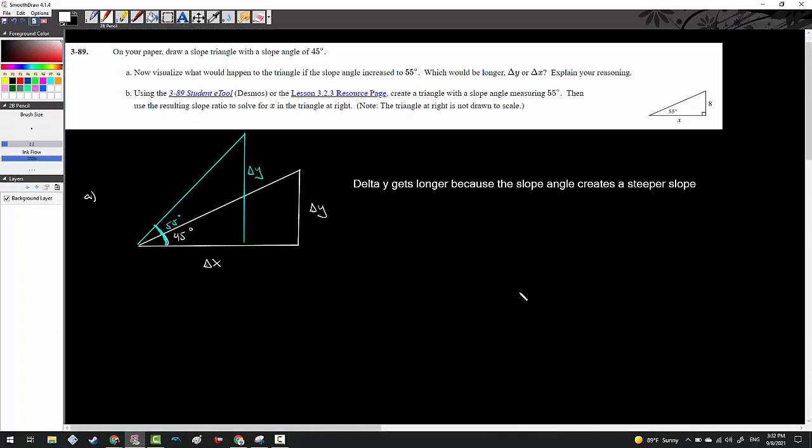So now, here's where the resource page comes in. It says using the E tool or the resource page, which should be in front of you. The resource page for 3.2.3 is going to be a trig table with a bunch of different ratios that connect slope to degrees of angle measure. And so it says create a right triangle with a slope measuring 55 degrees, then use the resulting slope ratio to solve for x of the triangle at right.